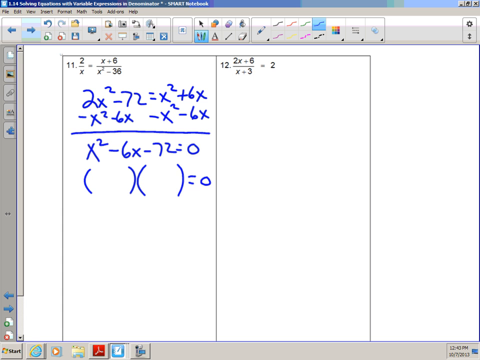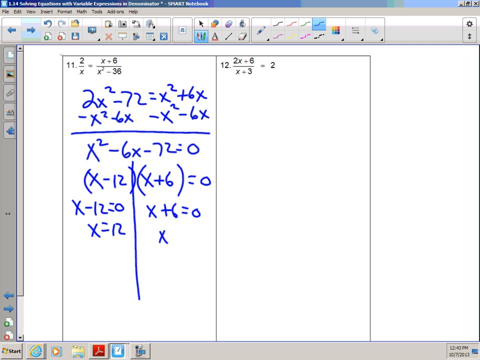So now I want to factor this. You get minus 12 and a plus 6. You set each one equal to 0. You get two solutions. However, when you substitute them in, the 12 is okay, but the negative 6 is not in this fraction. It doesn't work because it makes that a 0. So this is not a solution. My only solution is 12. Okay? And you need to do something to communicate that to me.